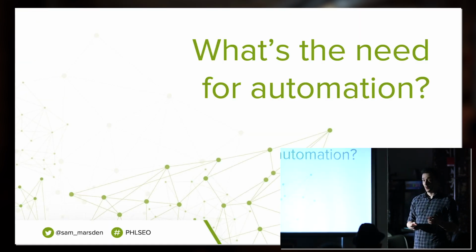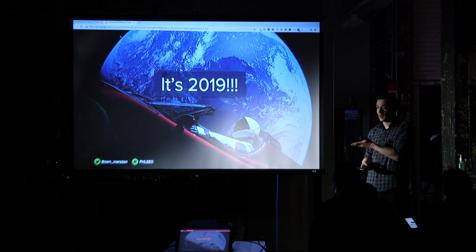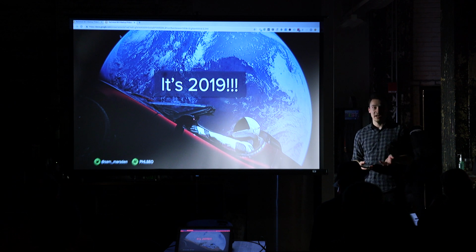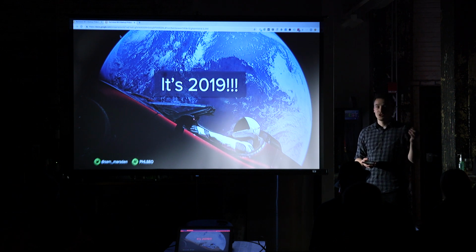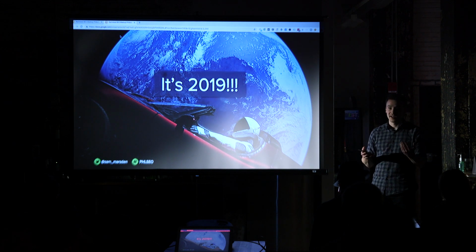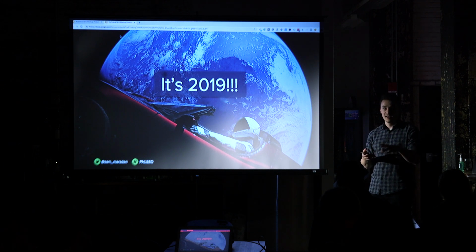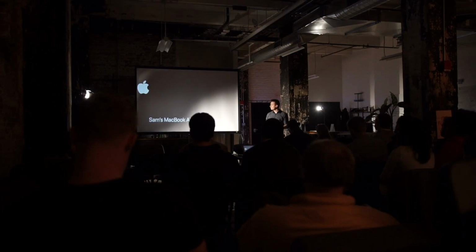So what's the need for automation? Well, firstly, it's 2019, and if Elon Musk can fire a Tesla up into space for shits and giggles, then surely we can get our shit together and start automating some of the time-consuming tasks that are in our workload.